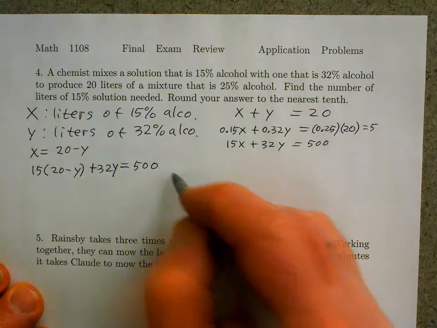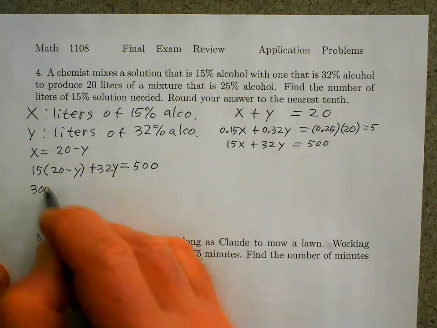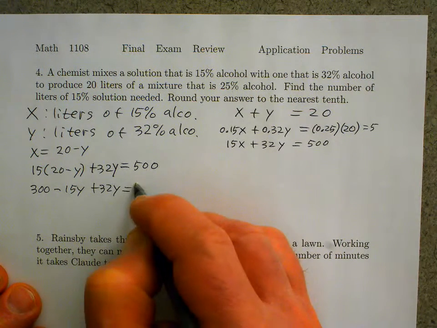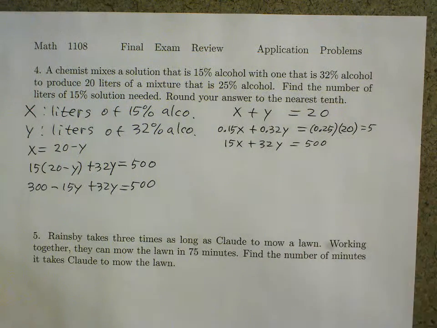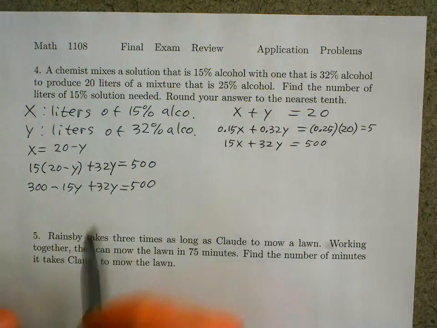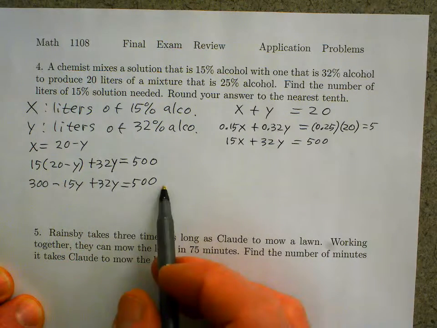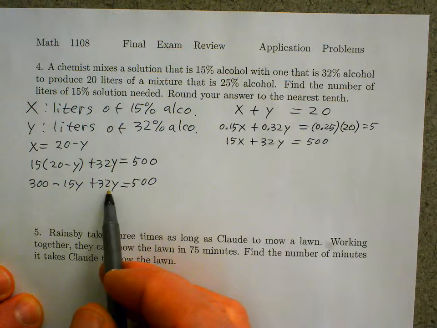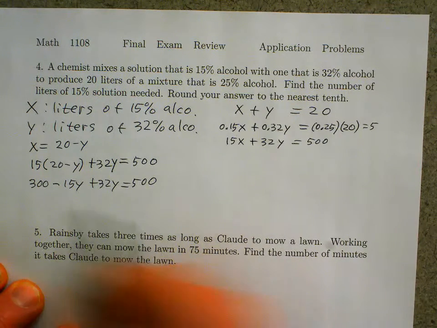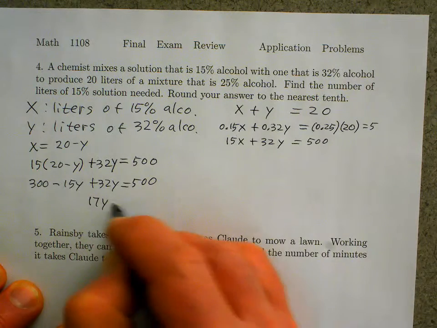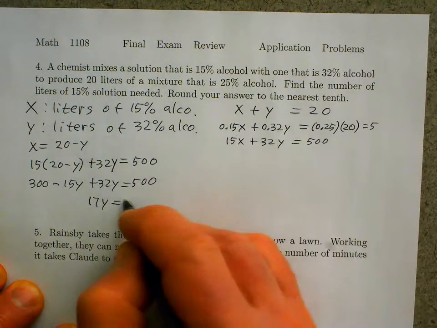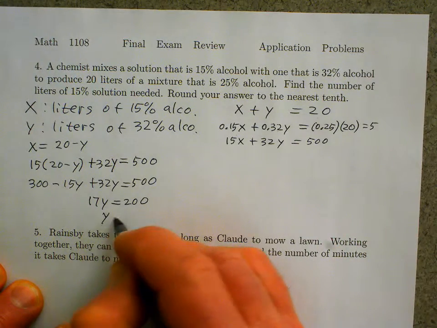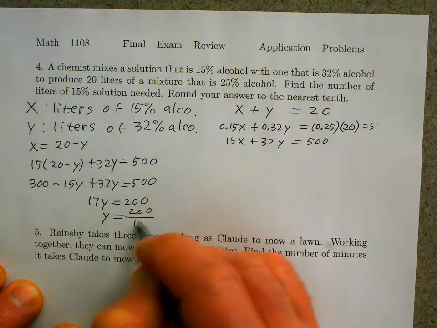15 times 20 is 300 minus 15y plus 32y equals 500. Okay, so in the next step, I'll do two things. I'll subtract 300 from both sides and also add negative 15y to 32y. So negative 15y plus 32y is 17y. 500 minus 300 is 200. And then divide both sides by 17. y is equal to 200 divided by 17.